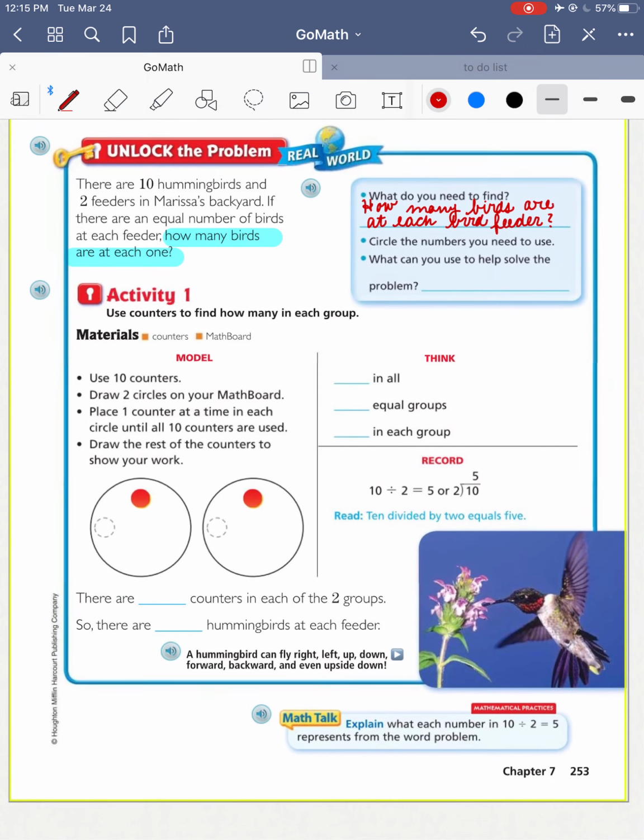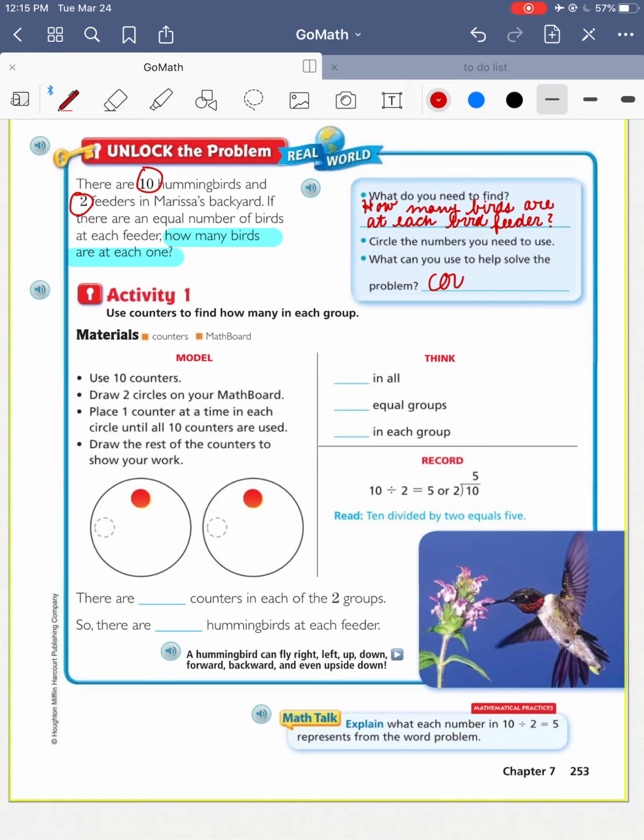Okay, then circle the numbers we need to use. So they gave us the number 10 and they gave us the number 2. What can you use to help solve this problem? What can we use to demonstrate or make a picture, or how are we going to solve this problem?